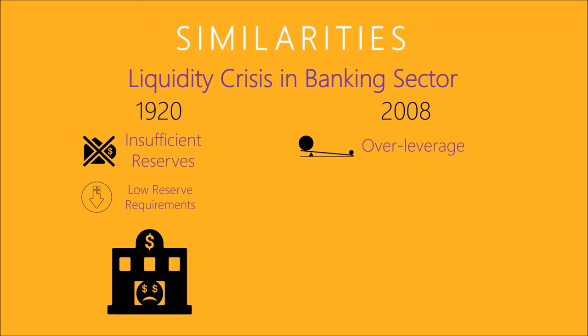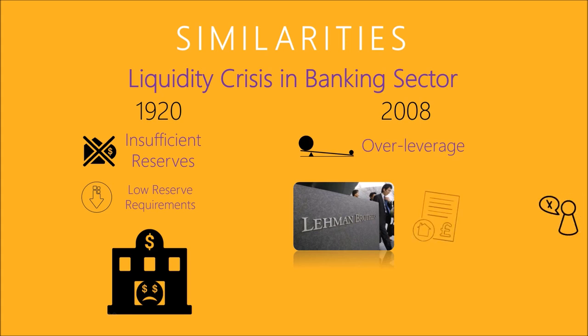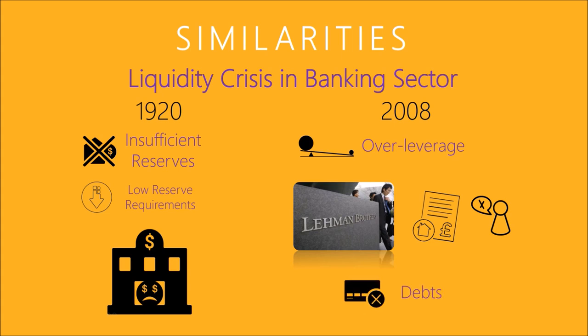The situation was somewhat different in 2008, where commercial and investment banks engaged in higher leveraged investments in the mortgage market. iBanks, like Lehman Brothers, were unable to sell the mortgage assets after the burst of the housing bubble, thus failed to pay off the debts to the large lenders and investors. In other words, although the banking sector encountered a liquidity crisis during the 1920s and 2008, they were of different natures.